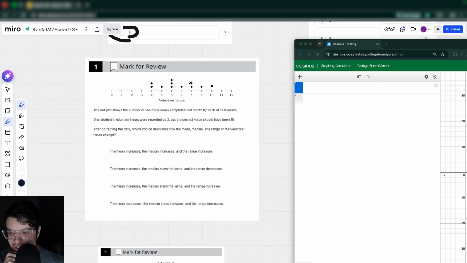Dot plot time again. This shows the amount of volunteer hours completed last month by each of 11 different students. One student's volunteer hours was recorded as 2, but the correct value should have been 10. After correcting the data, which choice describes how the mean and all these different statistics change? Okay, so just start off here. I actually had put some stuff here before. We had this value of 2 here, and this would go down here to 10 instead of 2. How is that going to change stuff?